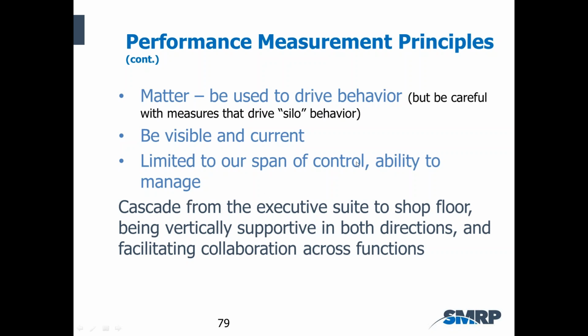Measures should matter, be used to drive behavior, but be careful about driving silo behavior. So have some collaborative measures. Be visible and current and maintain that way, and limited to our span of control and ability to manage. Having 25 measures, I think, is almost useless. Having 5 measures that you can manage is useful.